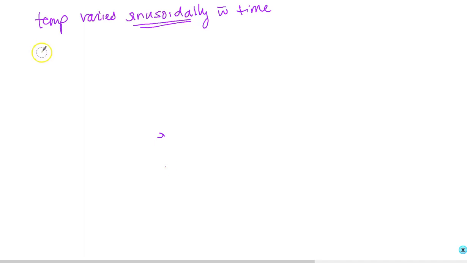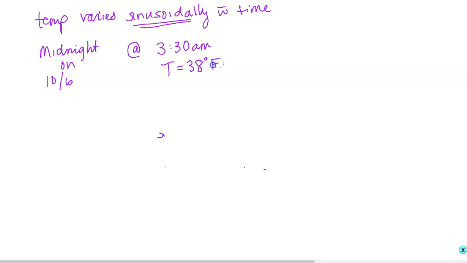Maybe you start watching at midnight, and let's see, what's today? Midnight on 10/6, and maybe you notice that at, well, I won't use 2 because I just did one with 2. Let's say that you notice that at 3:30 a.m., your temperature is 38 degrees Fahrenheit. And this is its lowest temperature that it's going to reach. That's important. And then maybe at 2:15 p.m., it's at its highest, which is maybe 50 degrees.